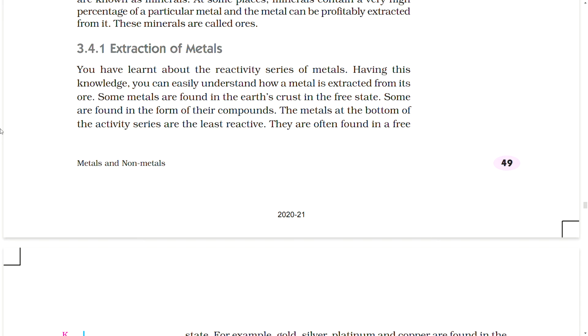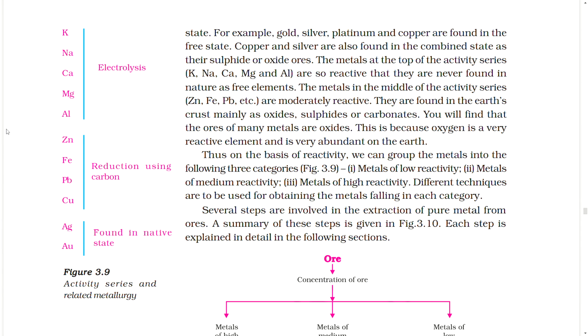The metals at the bottom of the activity series are the least reactive. They are often found in a free state. For example, gold, silver, platinum, and copper are found in the free state. Copper and silver are also found in the combined state as their sulfide or oxide ores. The metals at the top of the activity series, K, Na, Ca, Mg, and Al, are so reactive that they are never found in nature as free elements.